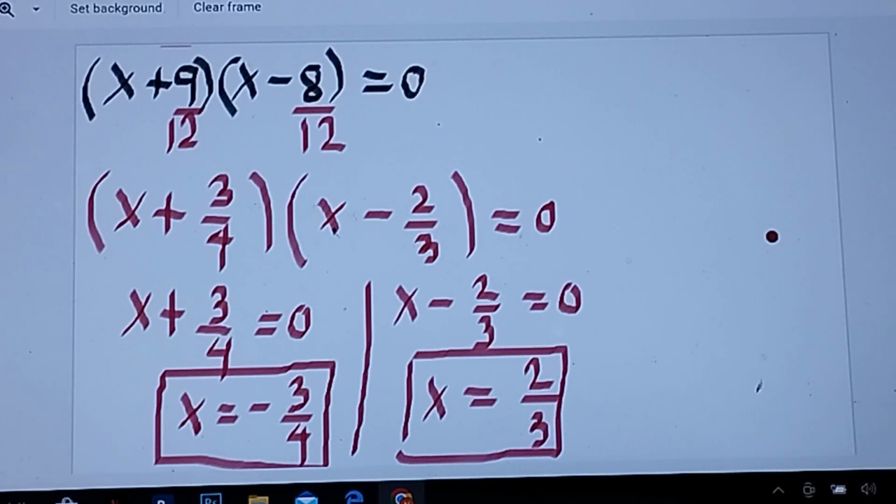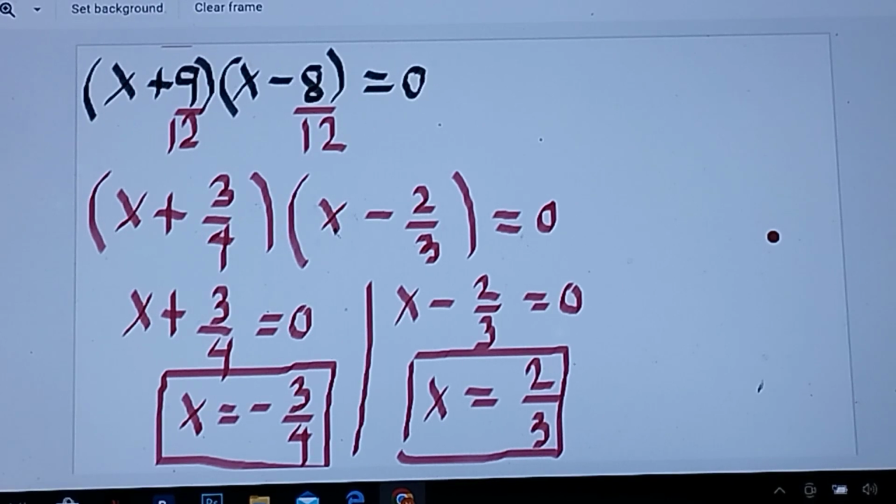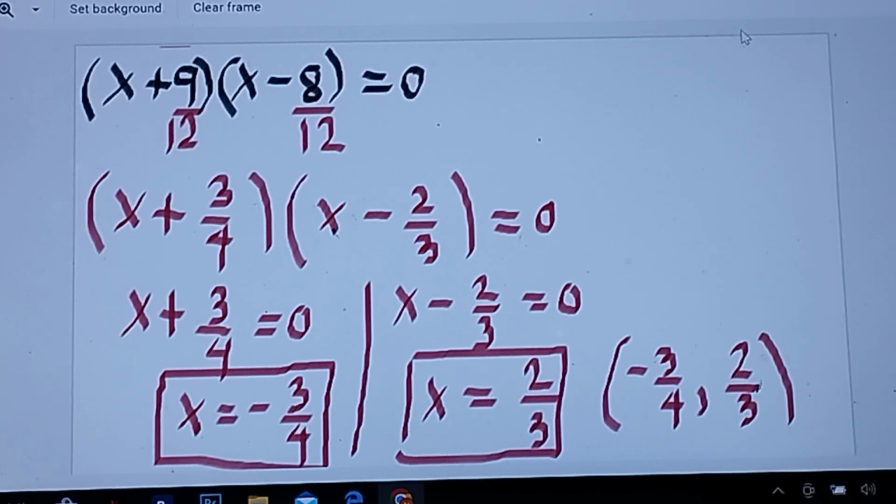Okay, so the solutions of the quadratic equation are negative 3 over 4 and 2 over 3. So these are now the solutions of the quadratic equation.